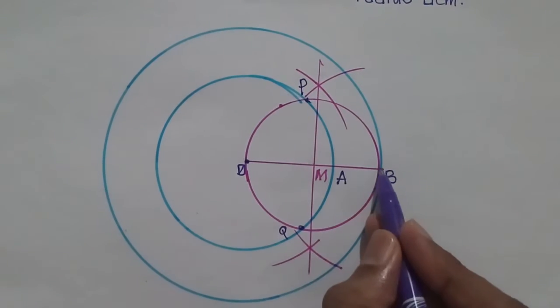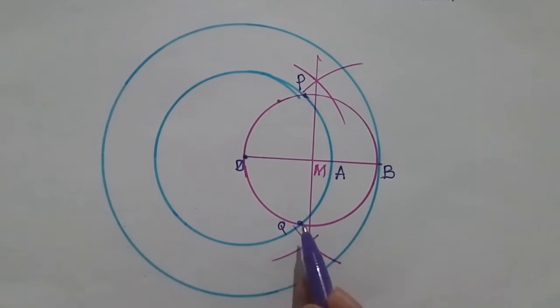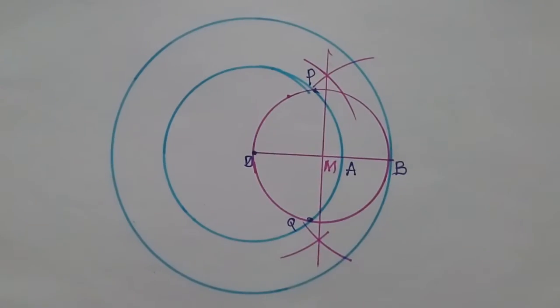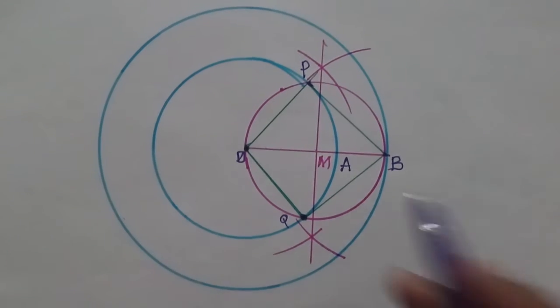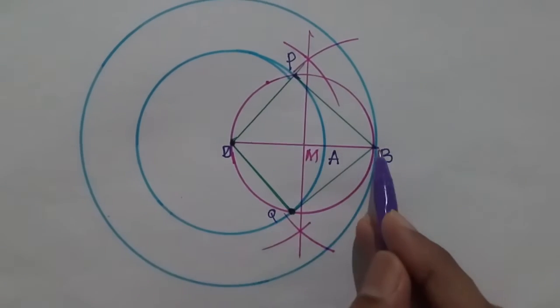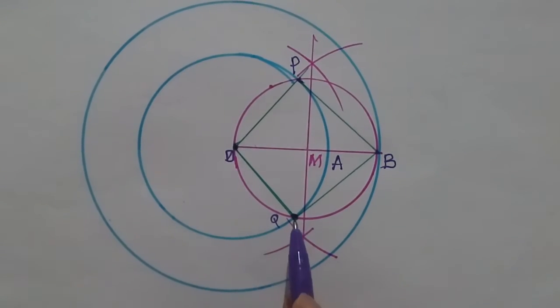Join PB and join PQ. These are the required two tangents. Also join OP and OQ.